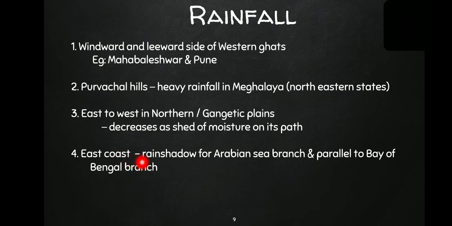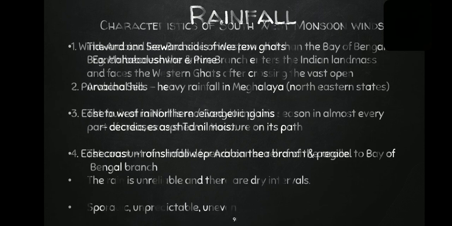East coast. As I have discussed, think about the Tamil Nadu coast. It serves as a rain shadow region for the Arabian Sea branch and is parallel to the Bay of Bengal branch. This is the rainfall condition for the east coast.